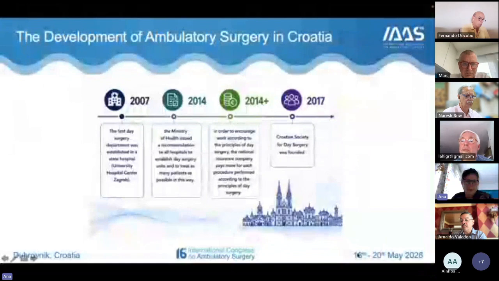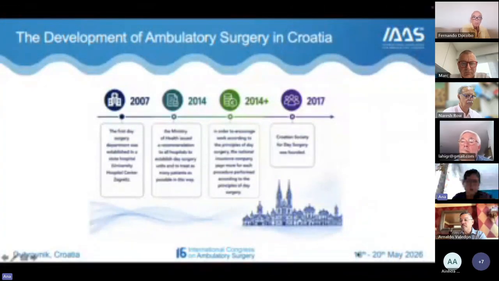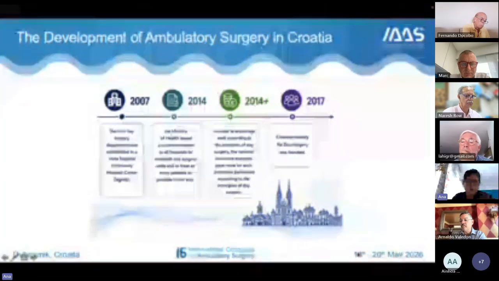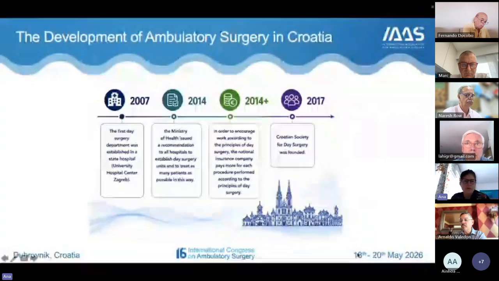The journey in ambulatory surgery in Croatia began a little before 2007, but we consider the establishment of the first day surgery department as the first important event in the development of ambulatory surgery in our country. It was the department in one of the biggest university hospital centers in our capital city.